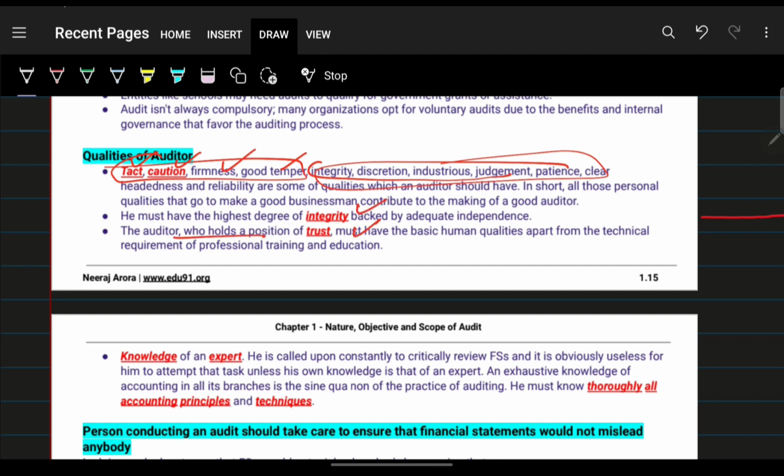An auditor who holds a position of trust must have basic human qualities apart from technical requirements, and he must have the knowledge of an expert. When he is called upon to critically review the financial statements, it is obviously useless for him to attempt the task unless his own knowledge is that of an expert. And he must have exhaustive knowledge of accounting. It is a sine qua non of the practice of auditing.